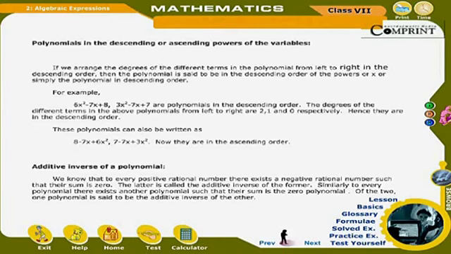These polynomials can also be written as 8 minus 7x plus 6x square, 7 minus 7x plus 3x square. Now they are in ascending order.